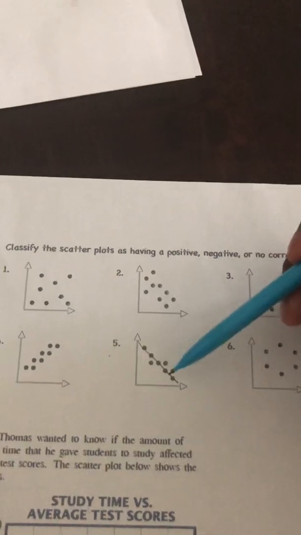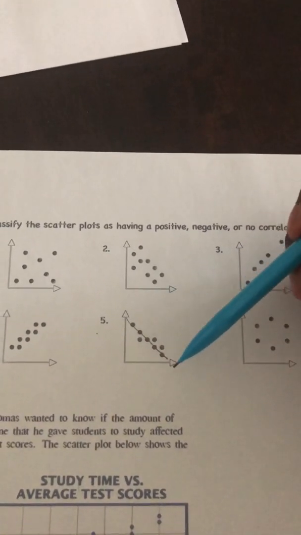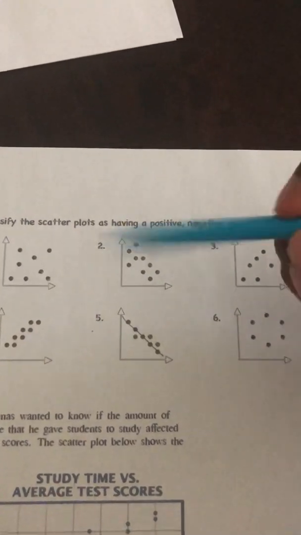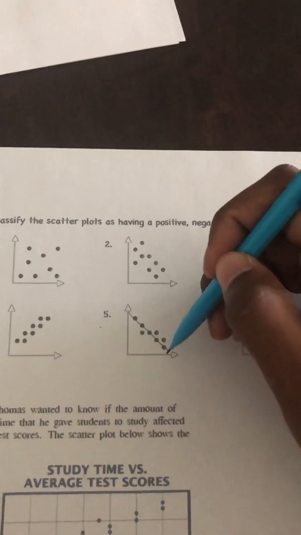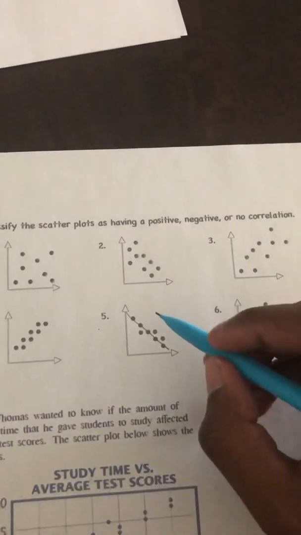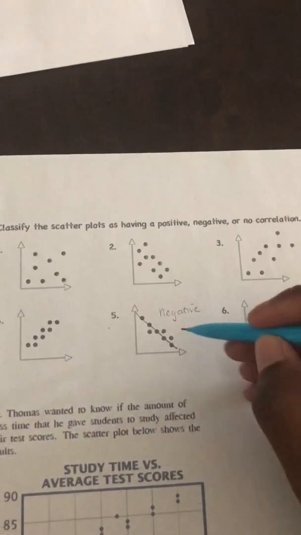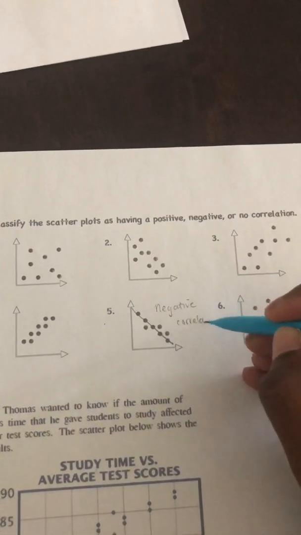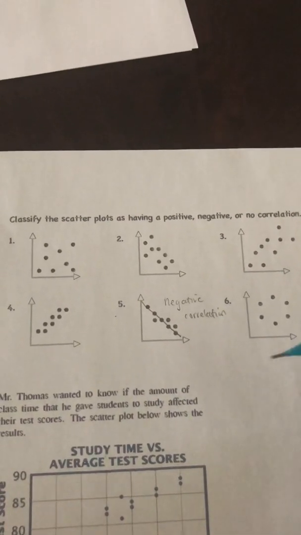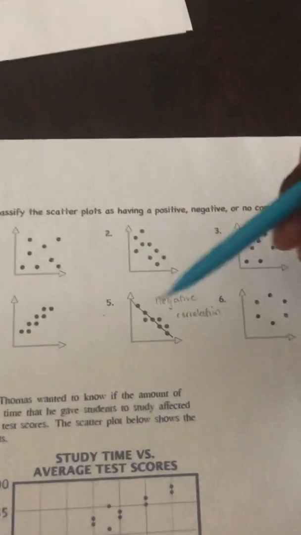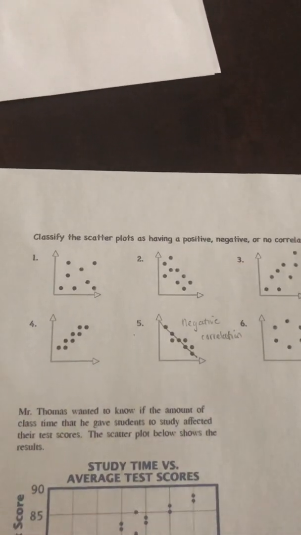Drawing a line like that will help you see it, and what we usually call this line is a line of best fit. So as you go from left to right, these go down, and since they go down, you would say that it has a negative correlation. You do the same thing for each one of these: you try to see if you can draw a straight line that goes either up or down and see whether it has a positive or negative correlation.